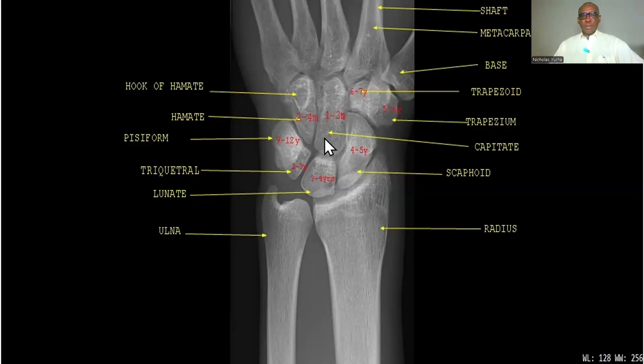And subsequently, you have the triquetral, which comes up between 2 to 3 years, while the lunate is formed at 2 to 4 years. The scaphoid is formed between 4 to 5 years. And furthermore, at the distal row, you have the trapezium, which forms between 5 to 6 years, whereas the trapezoid forms between 6 to 7 years. The pisiform forms between 9 to 12 years. So with this, you can have an idea of the age of a child before 12.